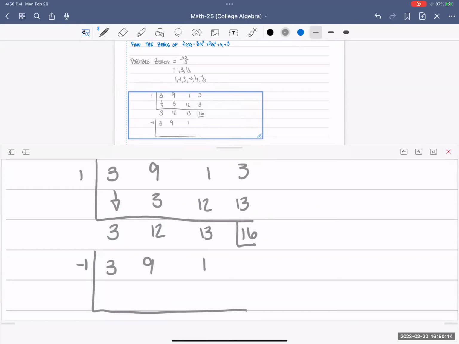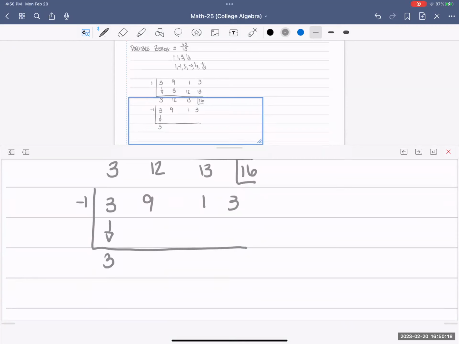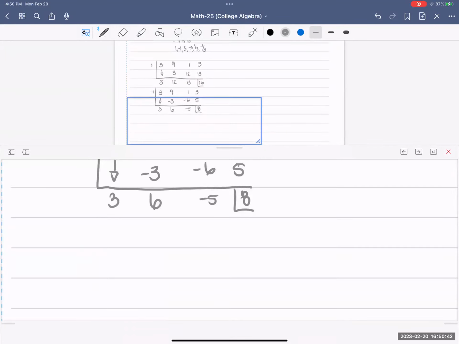3, 9, 1, 3. Bring this down. -1 times 3 is -3. 9 minus 3 is 6. -1 times 6 is -6. 1 minus 6 is -5. -1 times -5 is a +5, plus 3 is 8. So those didn't work. Let's try +3.